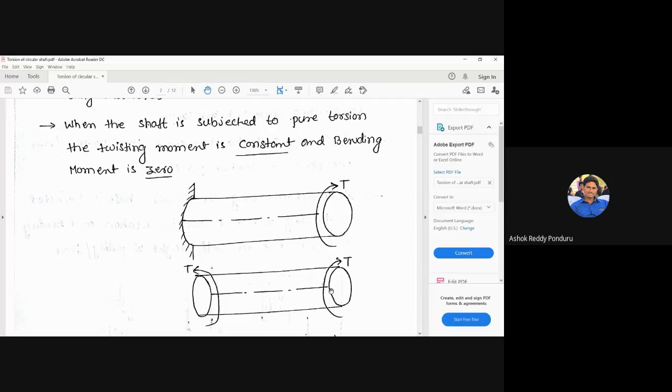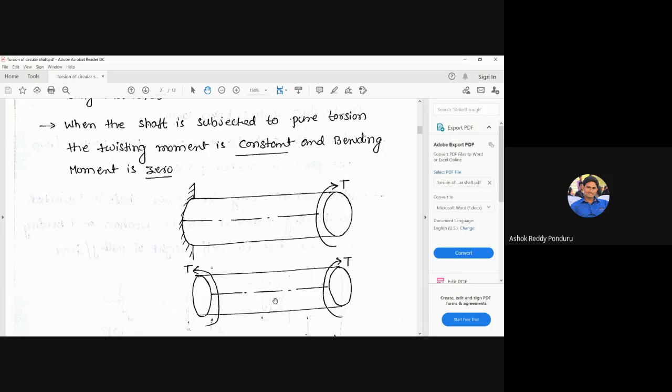Now we can see the shaft is subjected to two equal and opposite twisting couples or twisting moments, so this shaft is said to be under pure torsion. That is the meaning of pure torsion. Pure torsion means only the shaft is subjected to the twisting moment. It is free from bending moment. There is no bending moment, that means no self weight is acting on it.